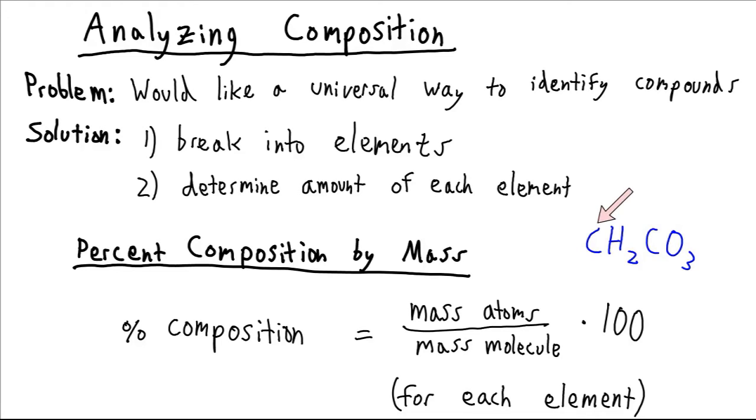So we would add together this 12.01 grams per mole and this 12.01 grams per mole, and then we'll divide it by the mass of the molecule. So all these atoms added together, and then multiply by 100 to make it a percentage, and that will be the fraction of carbon which comprises this substance.